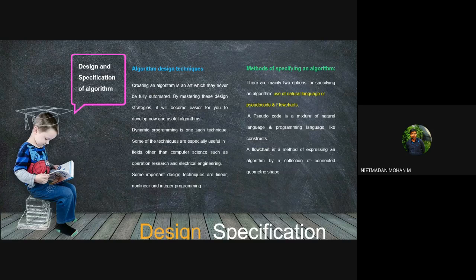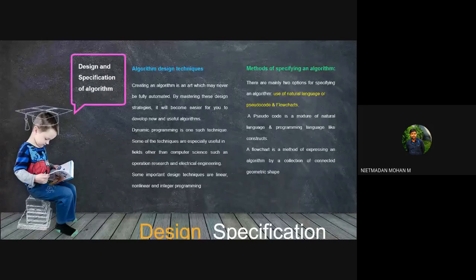And the fifth one is algorithm design techniques and methods of specifying an algorithm. So what is a design technique? Creating an algorithm which is fully automated. It won't be fully automated; you need to give a user input also. By mastering this design strategy, it will become easier for you to develop new and useful algorithms.